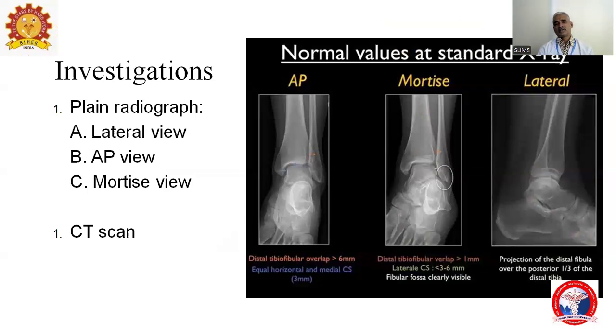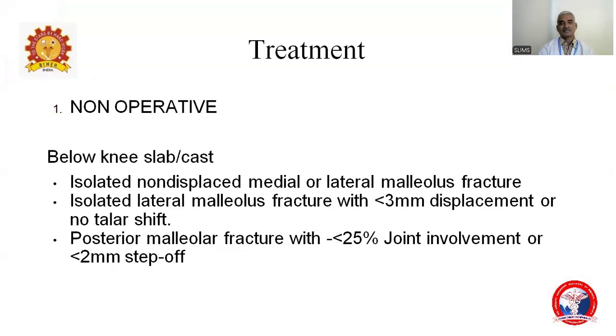What are the investigations we have to take? We have to take ankle X-ray, AP and lateral view. If needed, mortise view. CT scan is needed in terms of intra-articular pilon fractures, comminution. If it is beyond our diagnosis on the X-ray, we will go for CT scan.